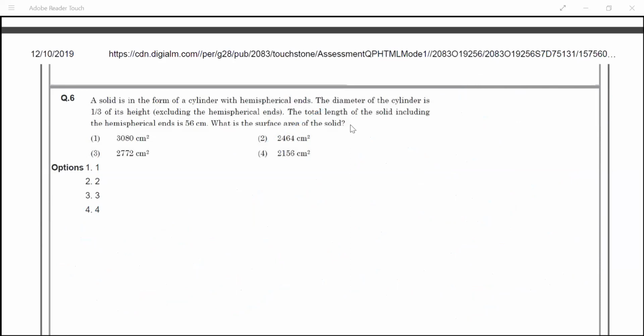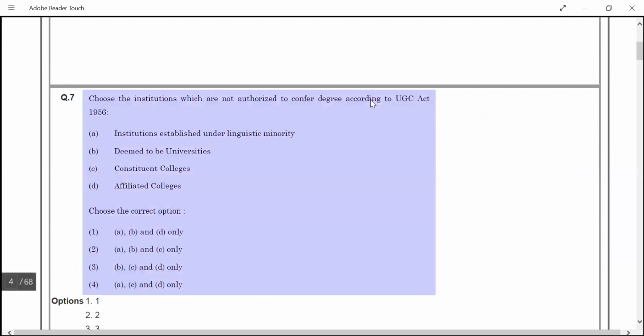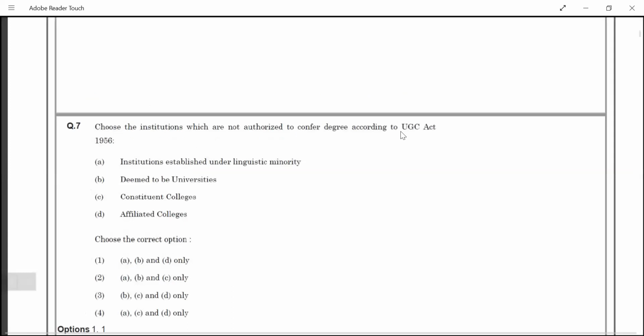And now the next question is, choose the institutions which are not authorized to confer degree according to UGC Act 1956. UGC Act is University Grant Commission Act. This act was passed in 1956, which provides the definition of universities. So basically, there are a few classes which are included in this UGC Act.